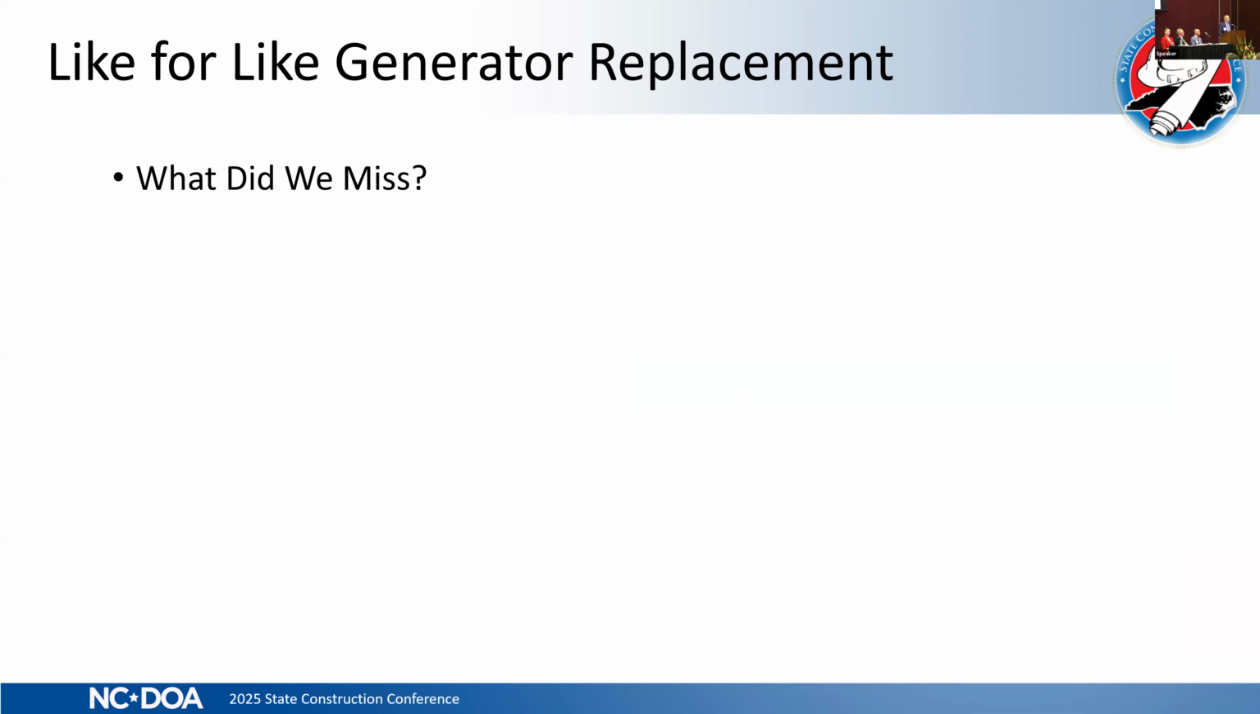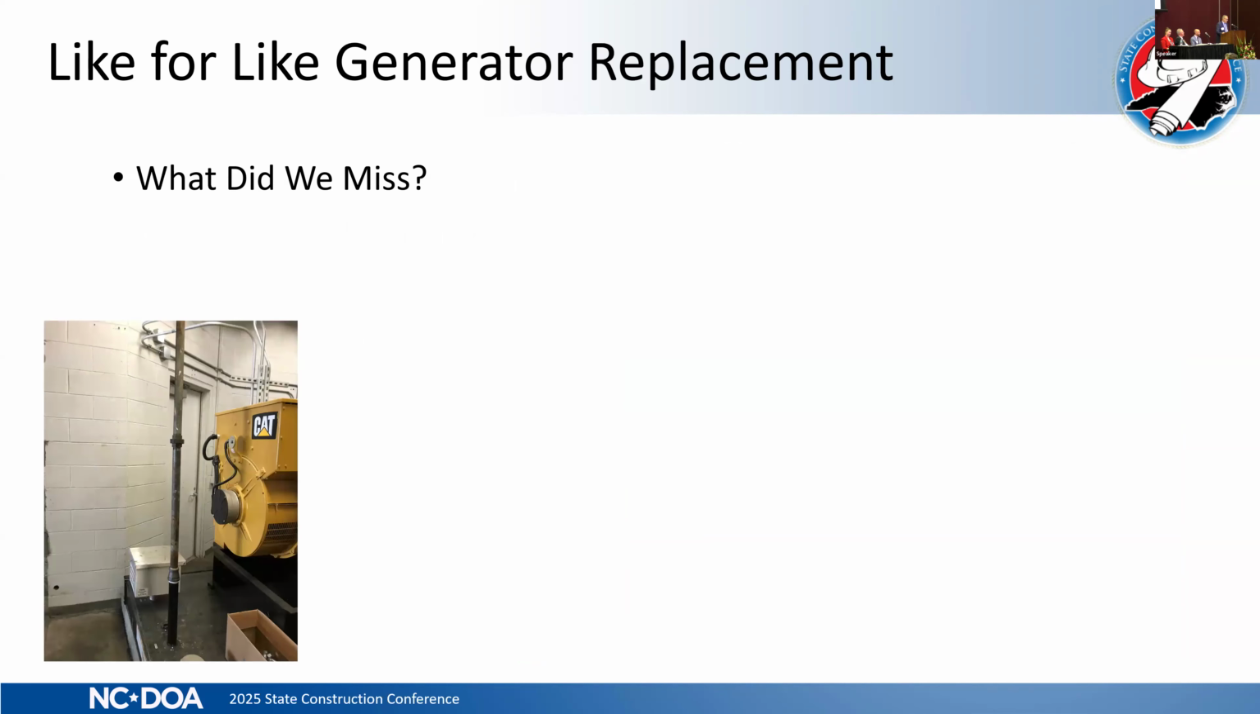Okay. But what did we miss? Is it possible that we missed something important? Well, we knew that we had the 600 kW generator. We knew we had a belly tank, a fuel tank. We were doing in-house design. Oh, but really no design was required. So we picked a GC who had an unlimited electrical license, and they got the generator manufacturer involved. They came out, they looked, they did an assessment. They gave us a quote basically for a like-for-like generator replacement. So we were good to go.